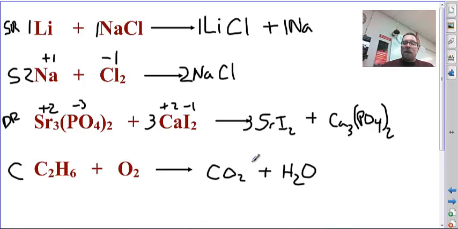So what happens here is your coefficients get to be much larger than they ever would with ionic compounds, because ionic compounds, other than some transition metals, the largest charge is a plus or minus 3. So those numbers don't get much more than 1, 2, or 3.